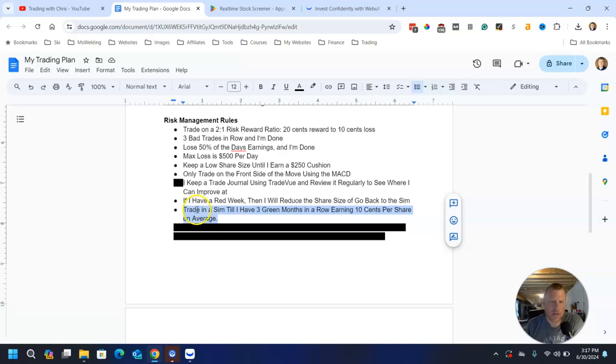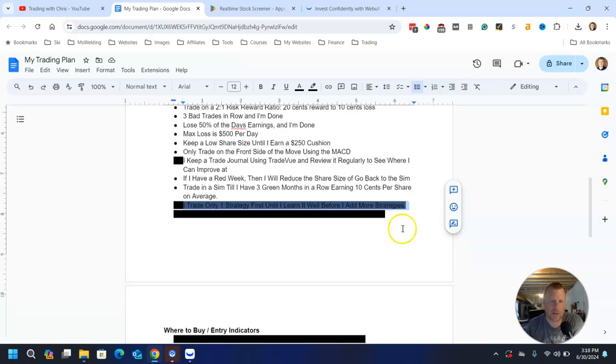So next, trade in a sim till I have 3 green months in a row, 10 cents per share trade on average. I'm doing that right now. That's why I'm talking about this, but I'm hoping to get 3 good green months. June obviously was not a green month for me, so we still have some time yet. I may shorten that if things get going here. I've debated changing that to maybe a month or 2 months, because I don't want to spend the next 2 years in a simulator. Obviously, I want to get out there and doing something pretty quick.